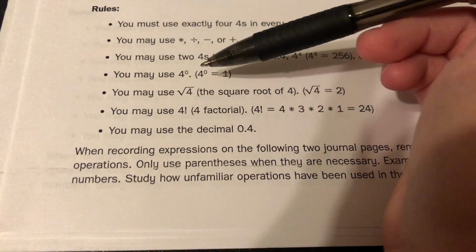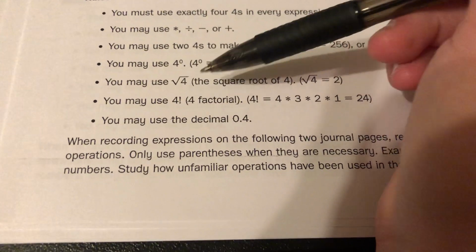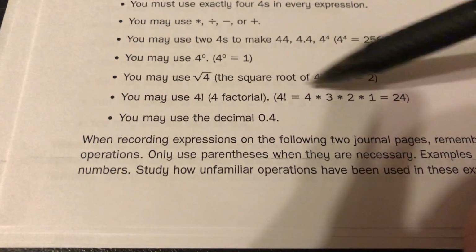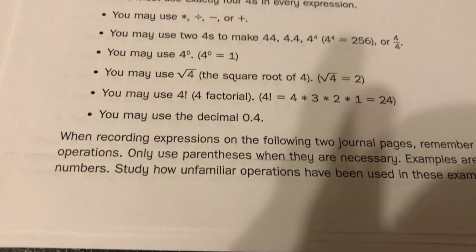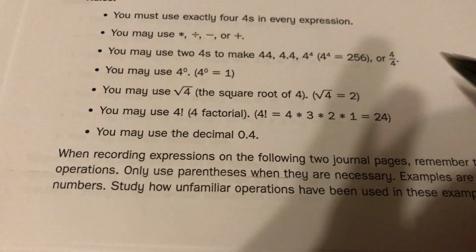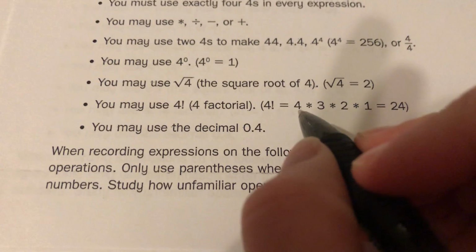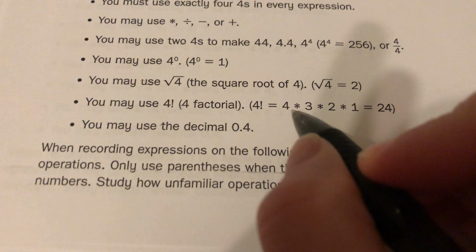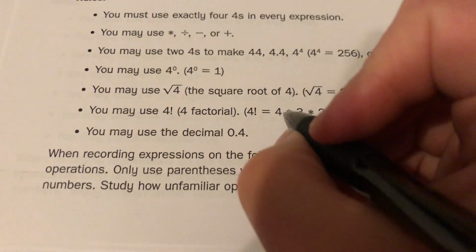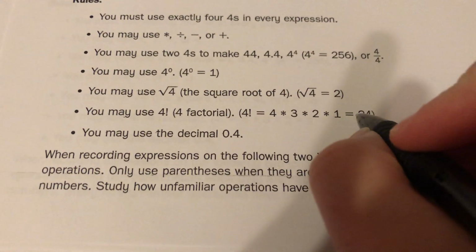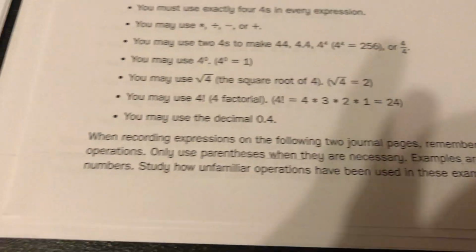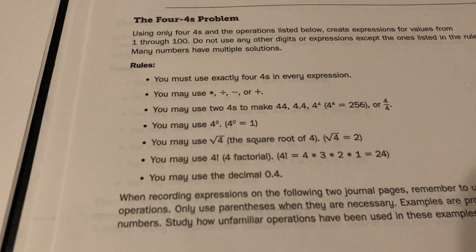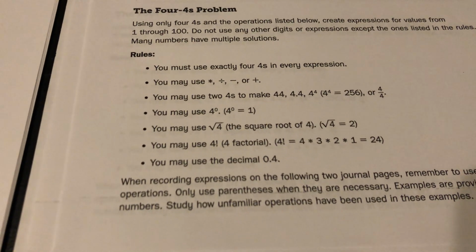We talk about square root, which we know is a number times another number that fits in perfectly. For example, the square root of 4 is 2 because 2 times 2 equals 4. We talked about factorials, which means you take a number and then you go down consecutively, like 4, 3, 2, 1, and those numbers multiplied by one another give you an answer. And it also says that you may use decimals, multiply, divide, subtract, and add.